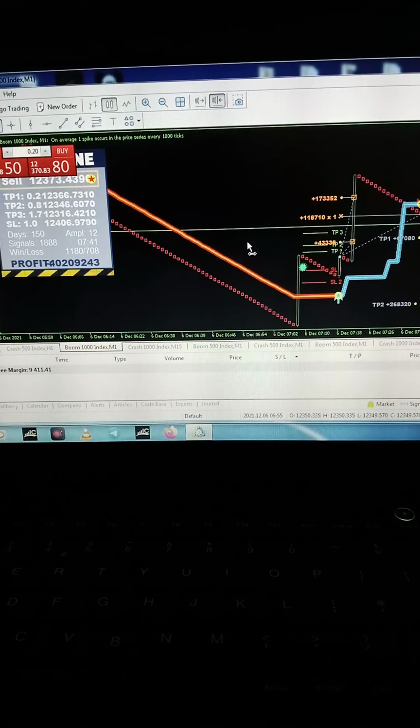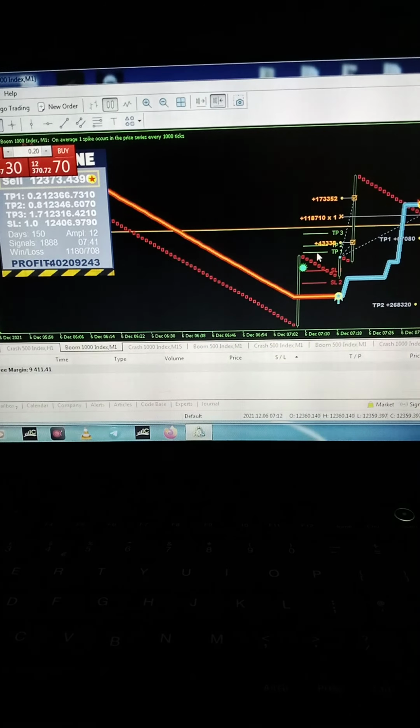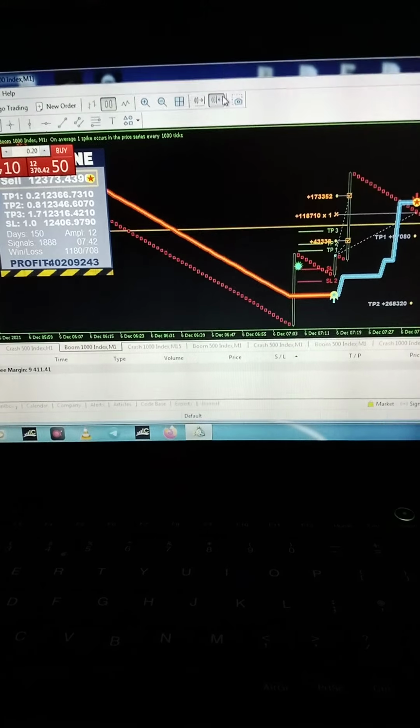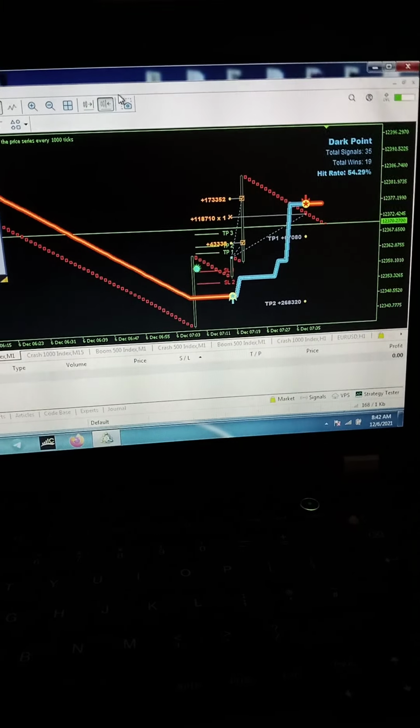We also see the take profit and the stop loss level. As you see, this current market is now on a sell signal. It has given this signal before now, and it has given you take profit one, this level.